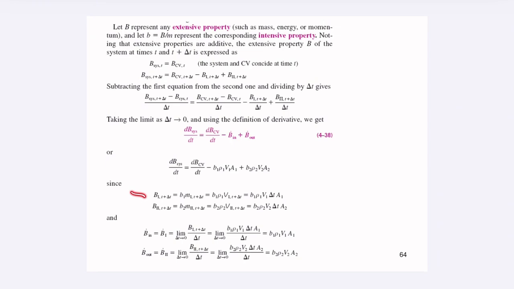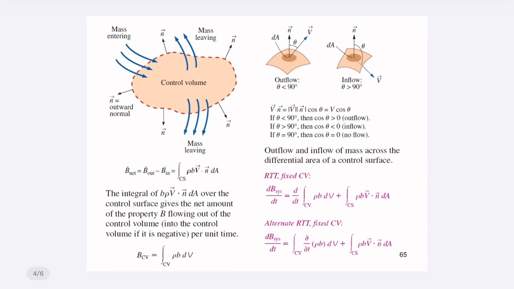Since this, we derive and calculate, we get RTT for a fixed CV. For the left hand side, dB system over dt is the total rate of change of an extensive property. Example, mass, momentum, or energy in the system.